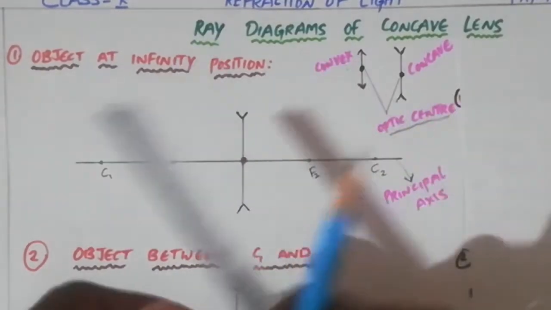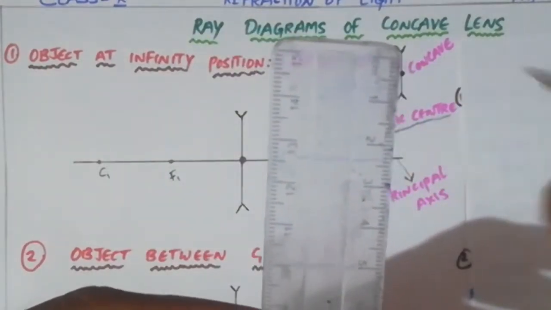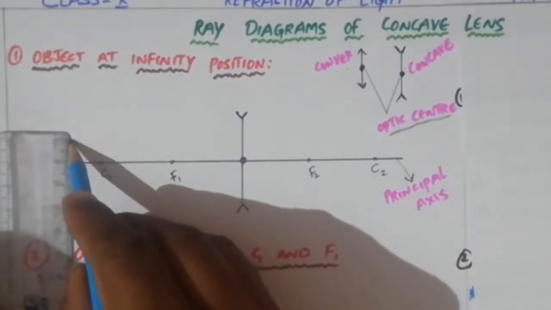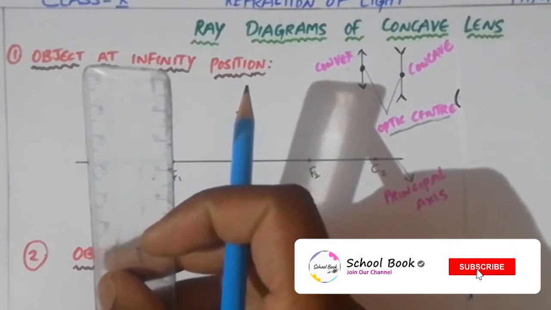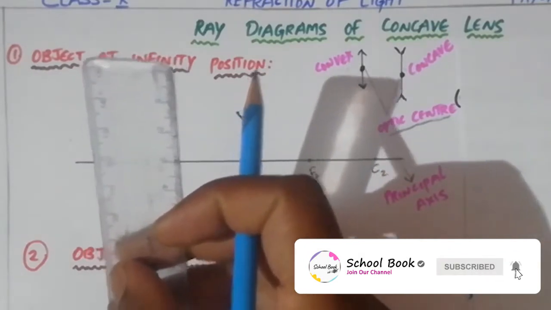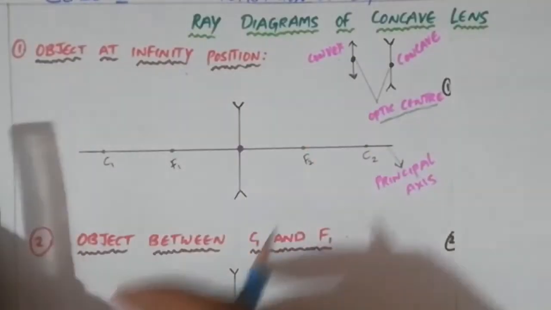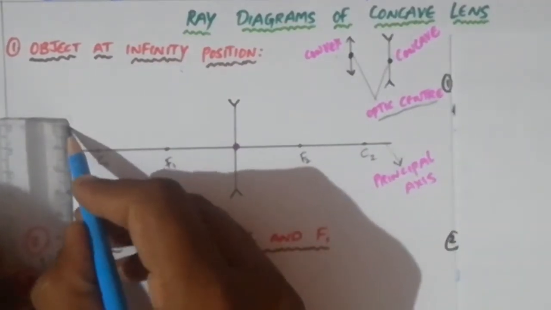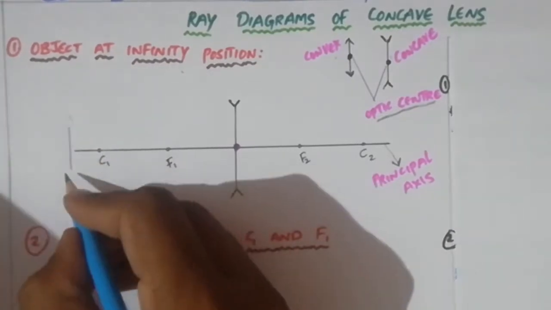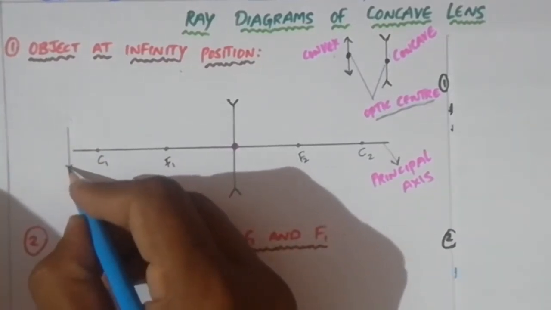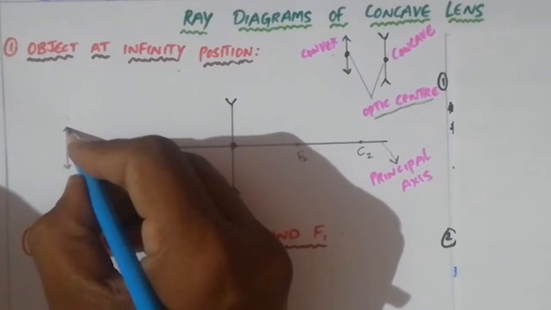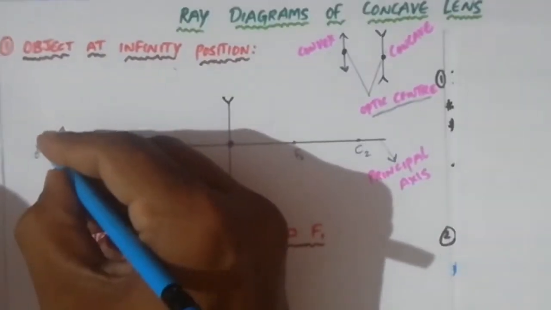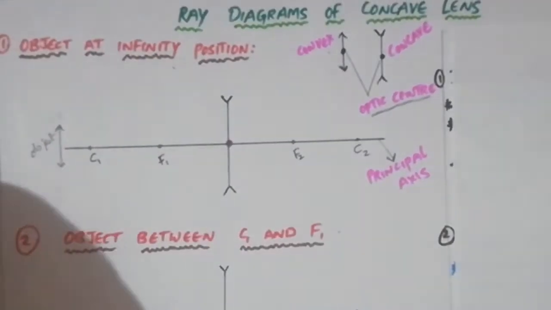Now the object at infinity. I am taking a 2 centimeter object and placing it at infinity position. Infinity means beyond C. How will the rays pass and fall on the optic center? I'm taking a 1 centimeter line, that means 2, one above and one below. Let us consider this as the object, and see how the image will form.